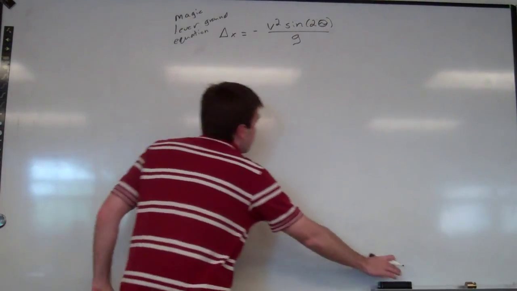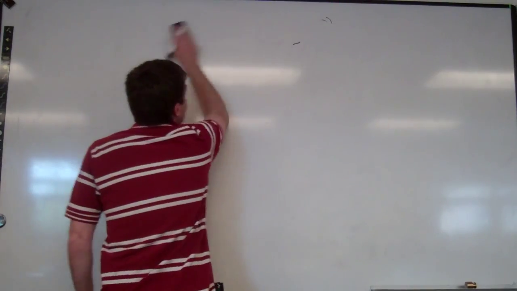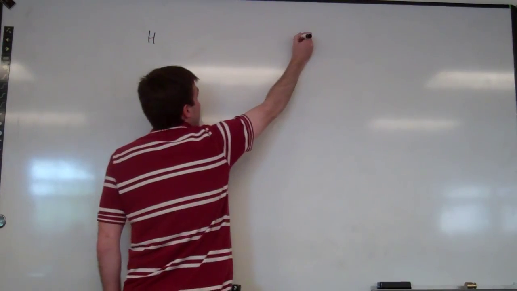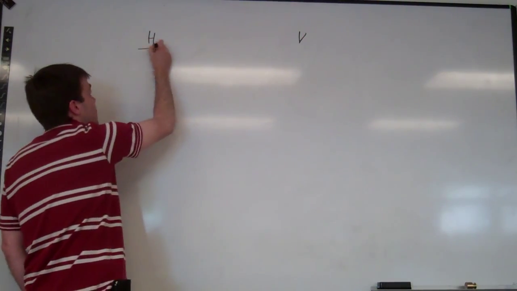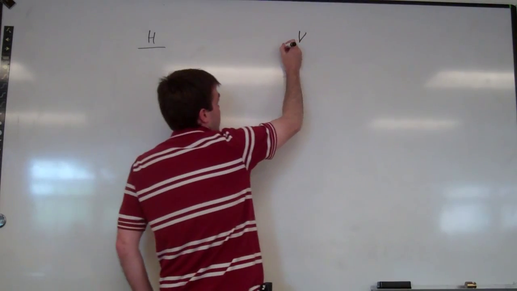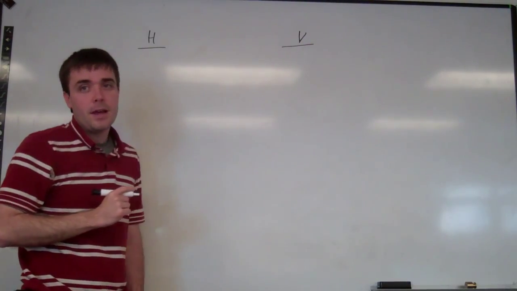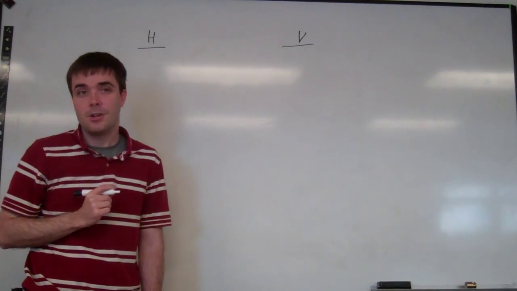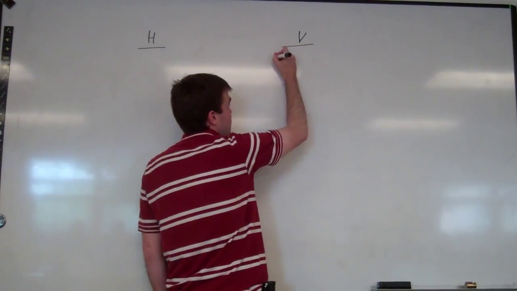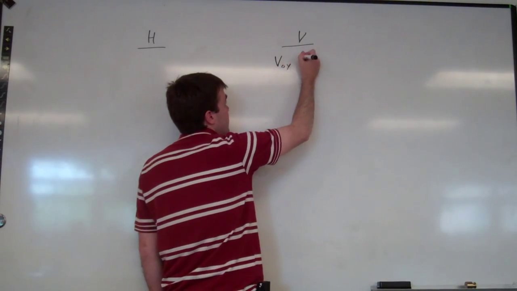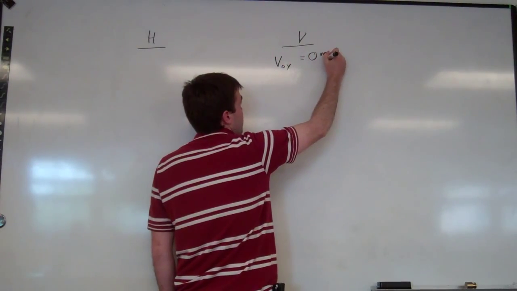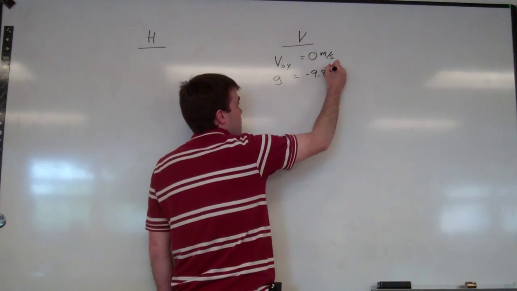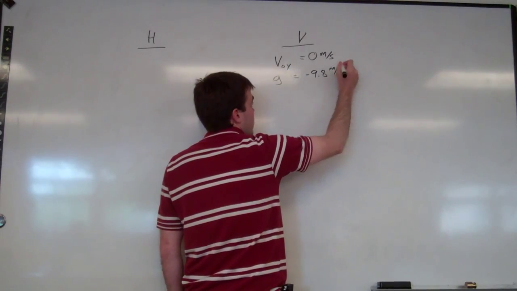So you're going to have a horizontal and a vertical component. In the vertical direction, what is our initial velocity up and down? Since it's launched horizontally, it's not moving up and down initially, so we call V0y 0 meters per second. g is negative 9.8 meters per second squared.